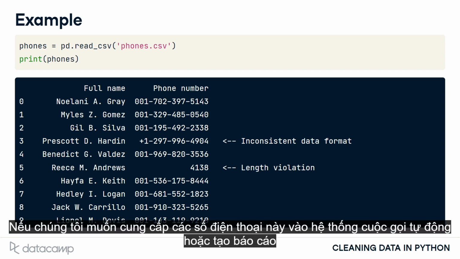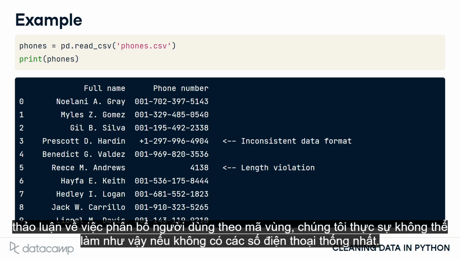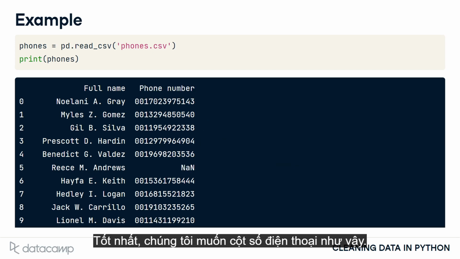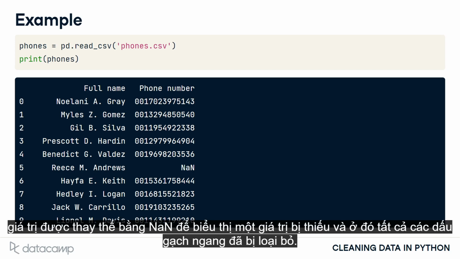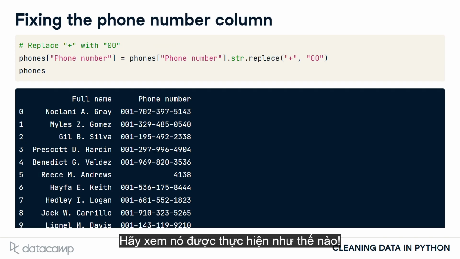If we wanted to feed these phone numbers into an automated call system or create a report discussing the distribution of users by area code, we couldn't really do so without uniform phone numbers. Ideally, we'd want the phone number column to be as such, where all phone numbers are aligned to begin with 00, where any number below the 10-digit value is replaced with nan to represent a missing value, and where all dashes have been removed. Let's see how that's done.